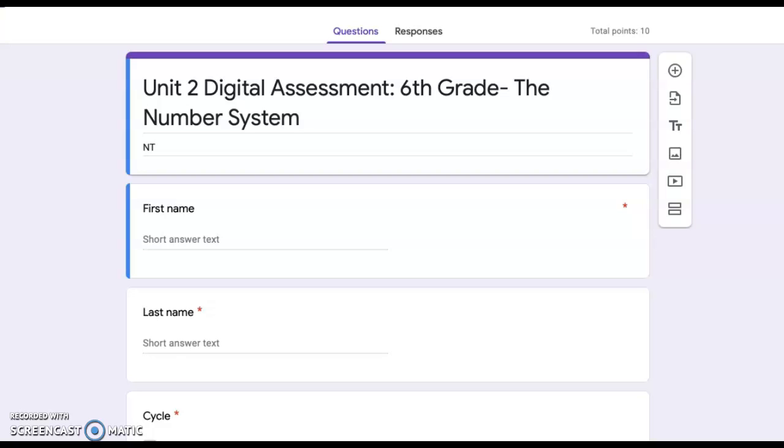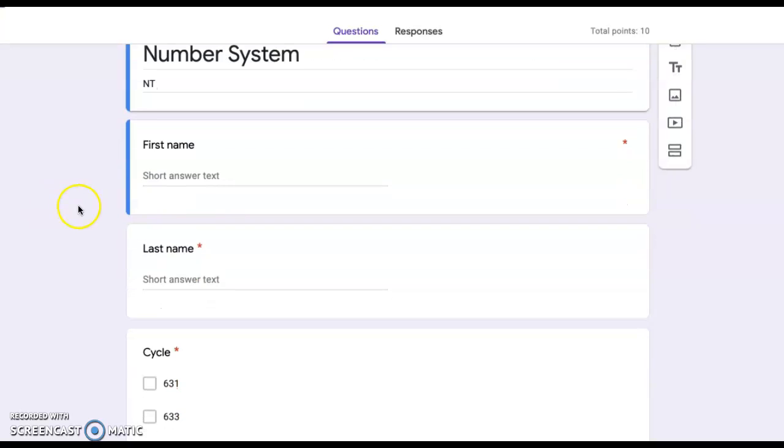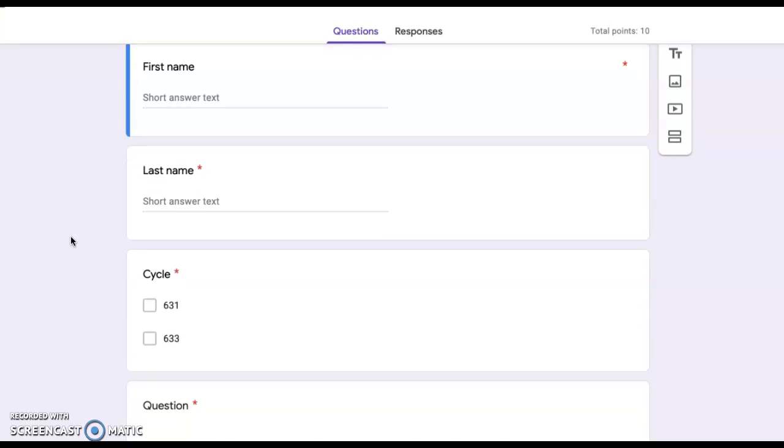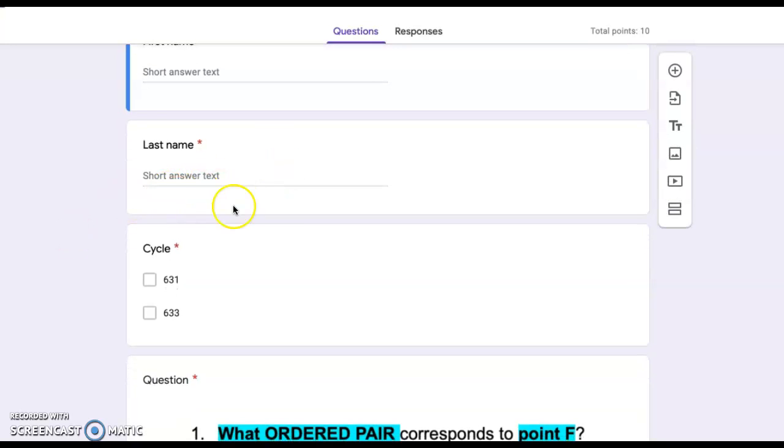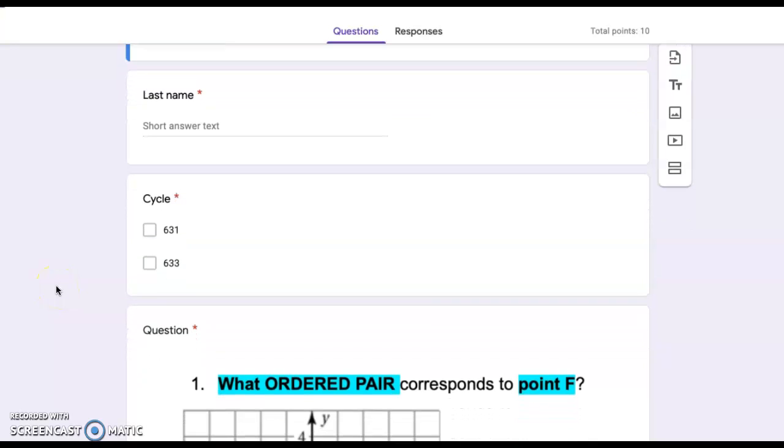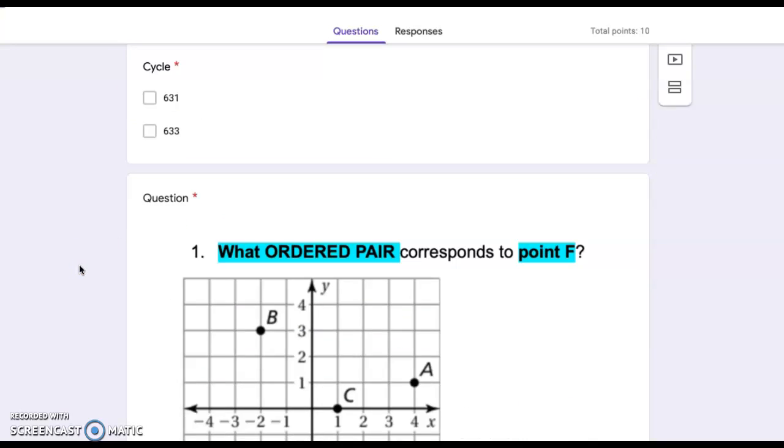Unit 2, Digital Assessment, 6th grade, the number system. First, type your first name in the box here. Next, you will type your last name in the box here. You will now select your cycle number.